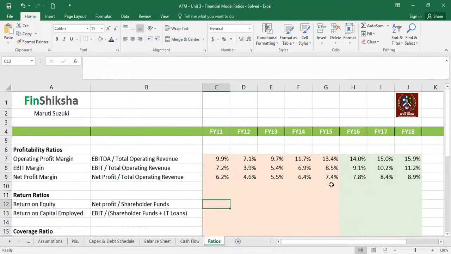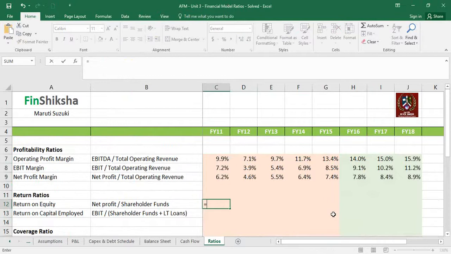Let's move ahead and calculate return on equity. Return ratios, if we remember, are ratios that are essentially telling us how much money the company is generating on the money people have invested in it. The shareholders have invested share capital plus reserves and surplus. The debt guys have invested long-term loans.